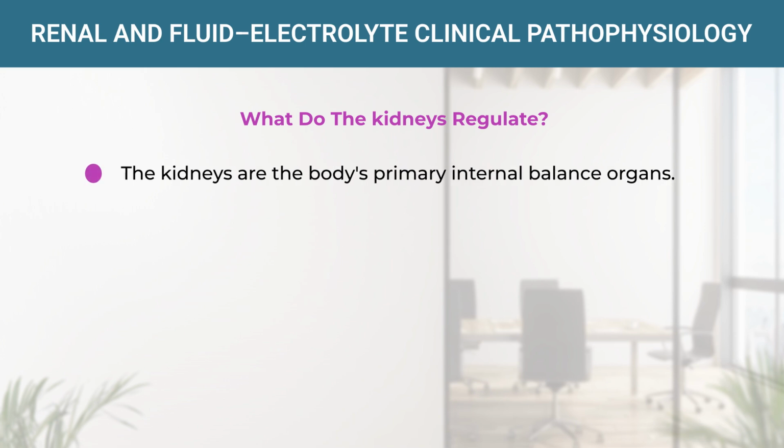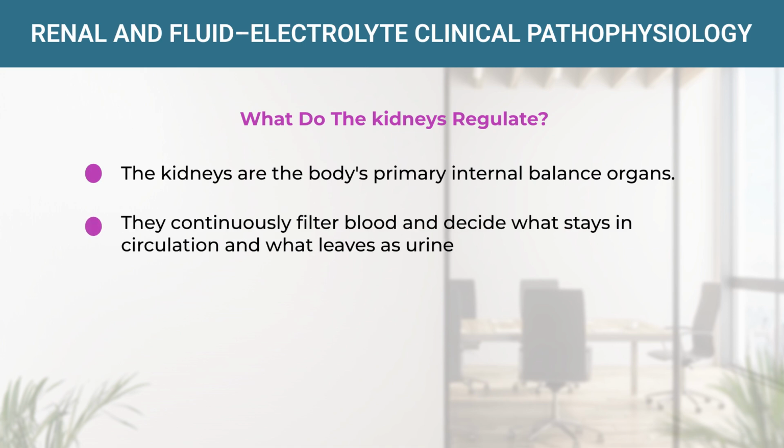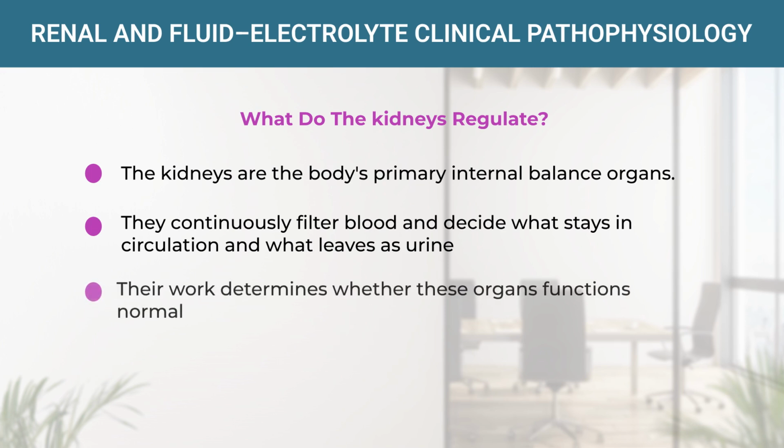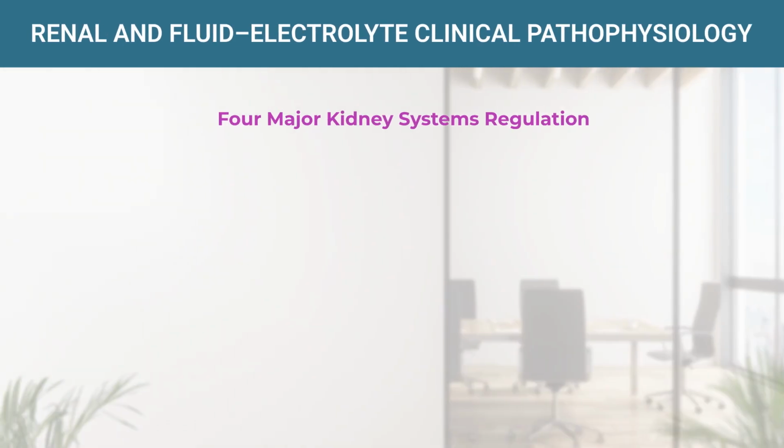The kidneys are the body's primary internal balance organs. They continuously filter blood and decide what stays in circulation and what leaves as urine. Their work determines whether the heart, lungs, brain, and muscles function normally. They regulate four major systems.